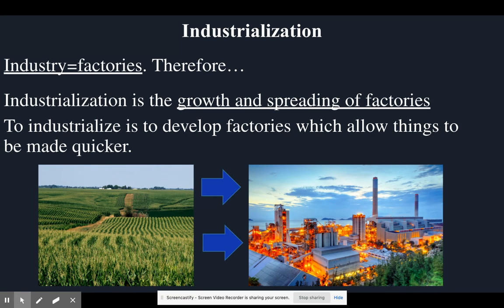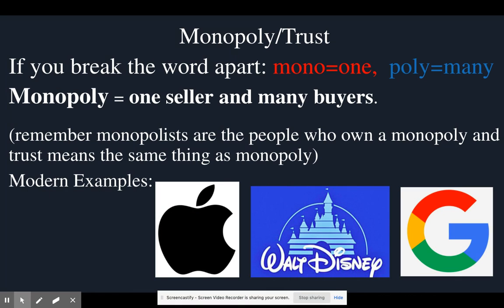So a little bit of background on the vocab. We'll go through 1 through 14 here. The first one is industrialization. So remember, industry means factories. Therefore, industrialization is the growth and spreading of factories. To industrialize is to develop factories which allow things to be made quicker, right? So it's going from farms and farm fields to big, large factories and the growth and spread of those factories.